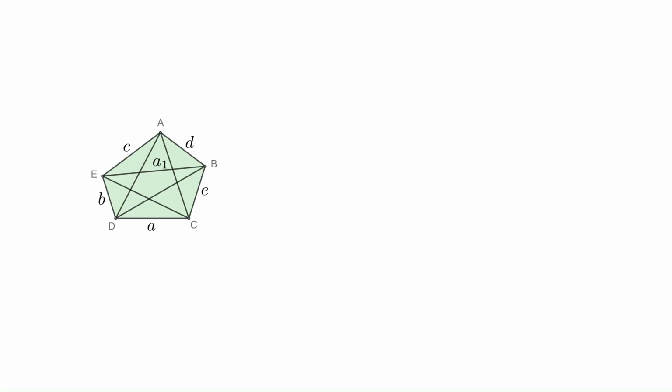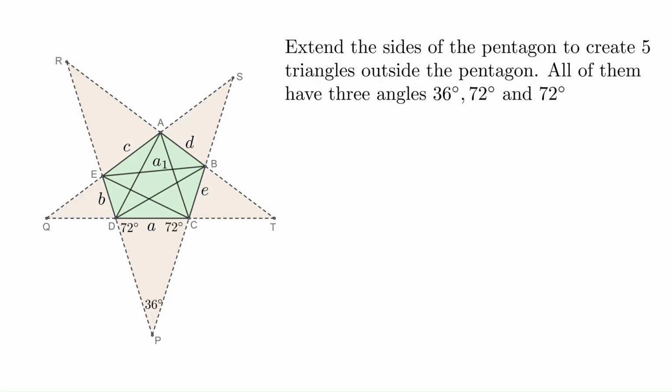Shrink the graph a little bit, and then extend the sides of the pentagon to create 5 triangles outside the pentagon. Because the interior angles of the pentagon all have the same measure of 108 degrees, their exterior angles are 72 degrees. So we just created 5 similar isosceles triangles. Their angles are 72, 72, and 36 degrees. These triangles are known as golden triangles. They will play a key role in the solution.